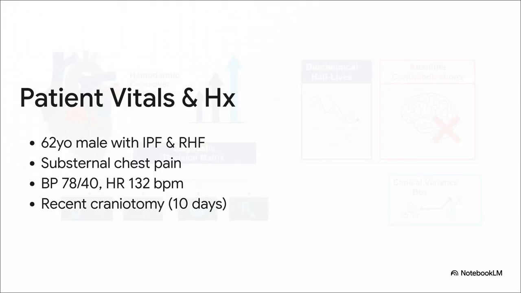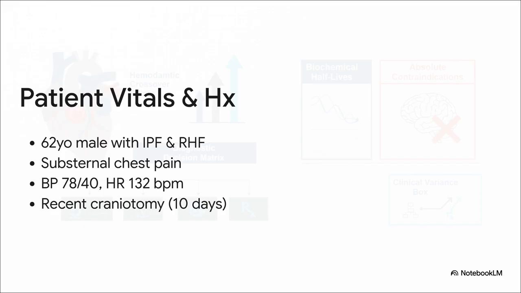You've got a 62-year-old male with a history of severe idiopathic pulmonary fibrosis and chronic right heart failure. He rolls into the ED with sudden onset crushing substernal chest pain, extreme dyspnea, and lightheadedness. His heart rate is screaming at 132 and his blood pressure is a terrifying 78/40. O2 sat is 82% on a 15-liter non-rebreather.